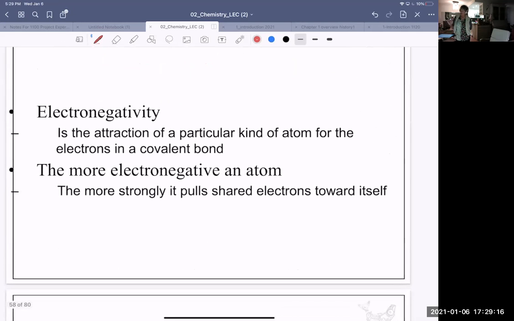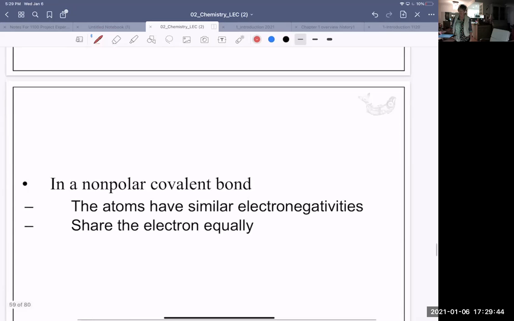Electronegativity is the attraction of a particular kind of atom for the electrons. Some atoms, like oxygen, for example, oxygen is really electronegative. Oxygen really pulls electrons towards itself. That's why oxygen is so reactive. That's why oxygen can cause rust, for example, from iron. The more electronegative an atom is, the more strongly it pulls electrons toward itself.